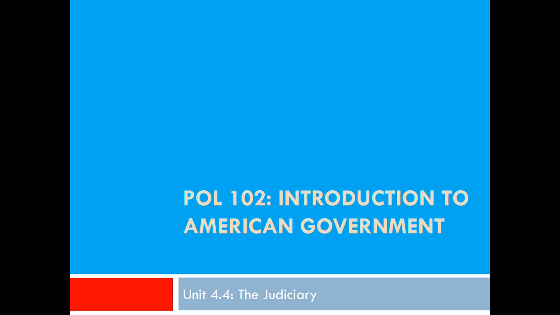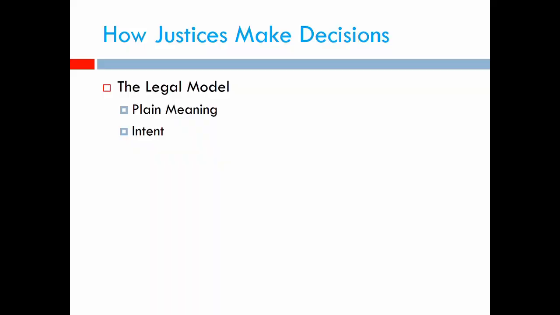Now, when we're talking about these votes and these opinions, there are several ways to think about how justices make their decisions, how they decide how to vote, and what they write in their opinions. The most common way things are described, and what you would read about in law school, is what's known as the legal model. What the legal model says is that justices should interpret the plain meaning of the law and the intent of the person who wrote the law, right? And apply it.